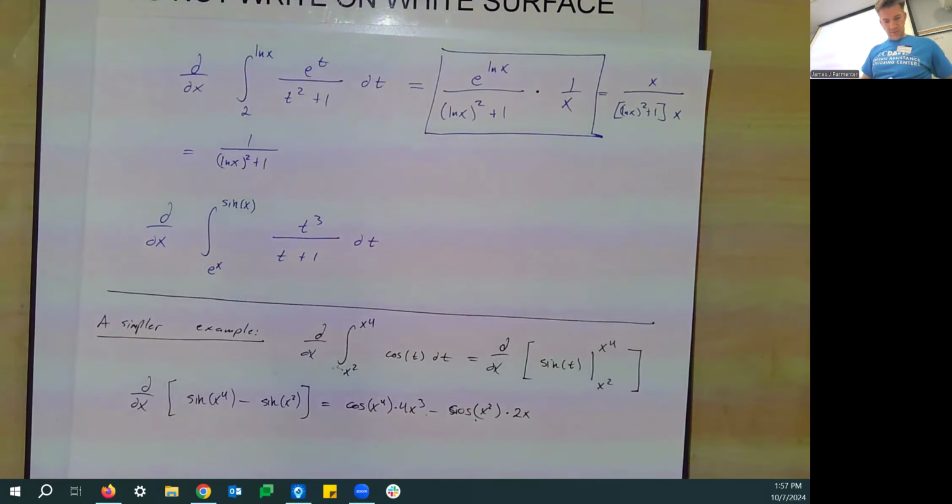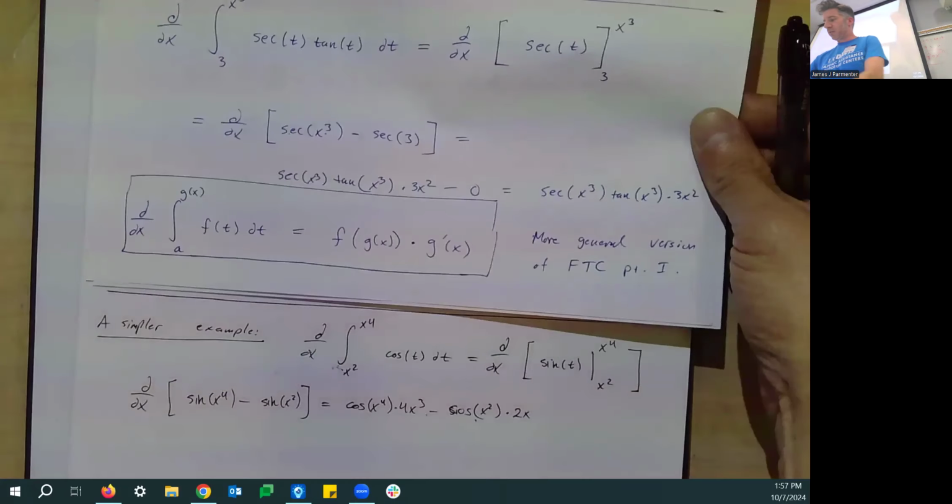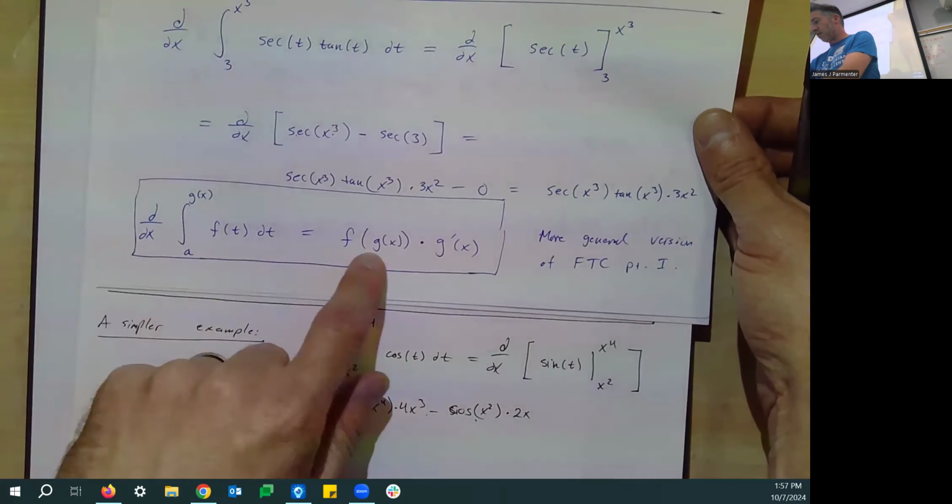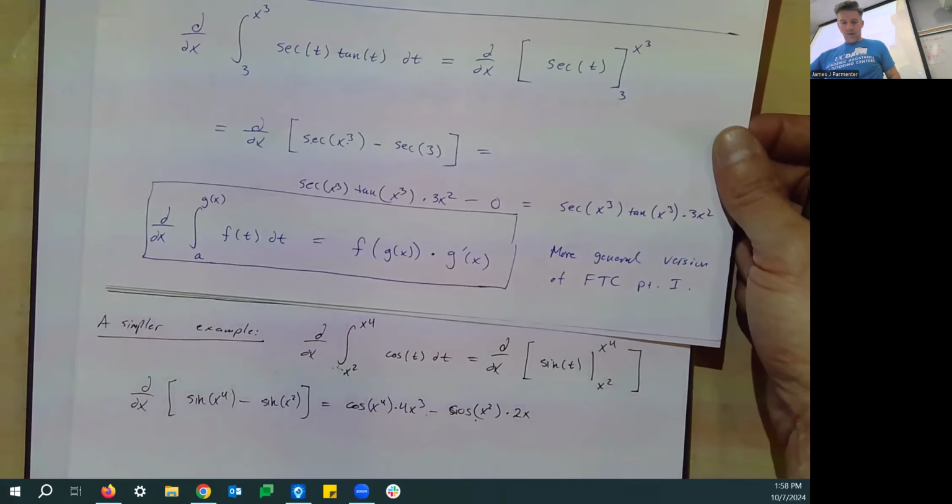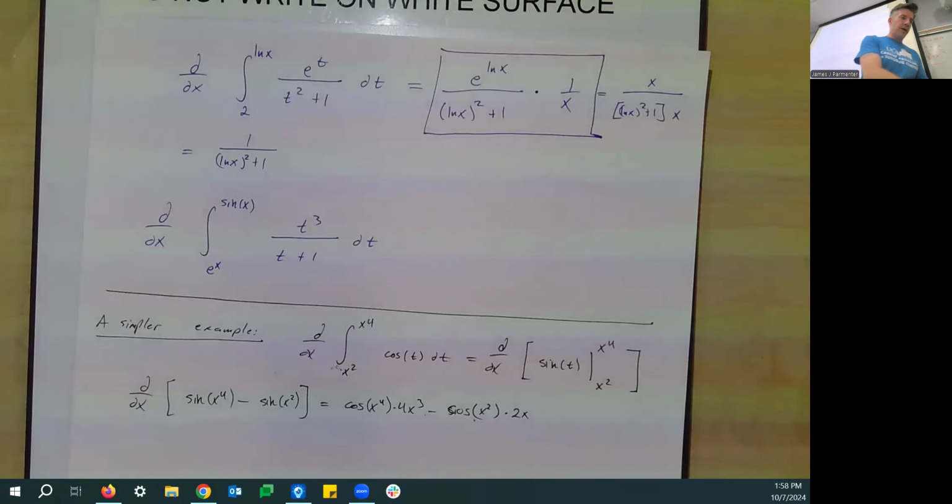Where'd you go? I've got my notes all out of order, which I hate, but it happens all the time. There it is right there. This is the chain rule version of the fundamental theorem of calculus. Yeah, okay, I'll deal with that in a minute.